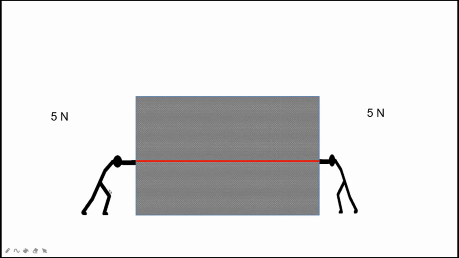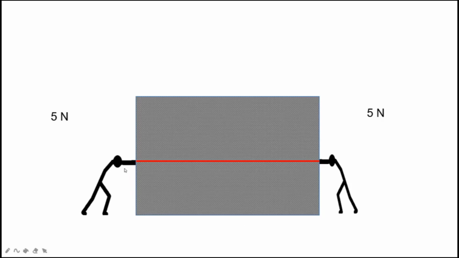Suppose the persons are moving here and there, then the line of action may vary. This first person will give 5 Newton and the second person also applies 5 Newton. Then what will happen? Because the position is the same, the line of action of the force in the particular direction is the same, so there won't be any movement in this table.